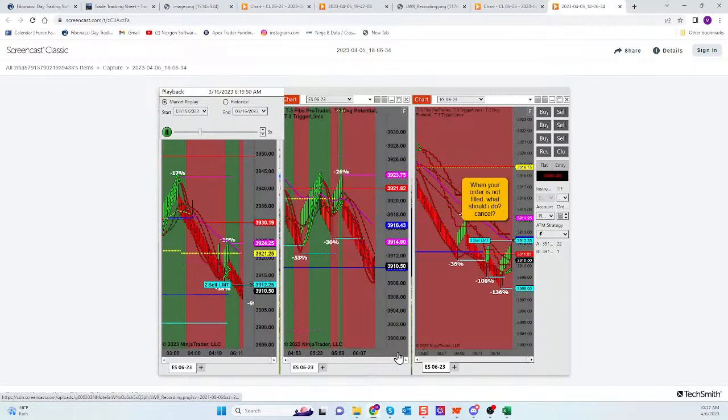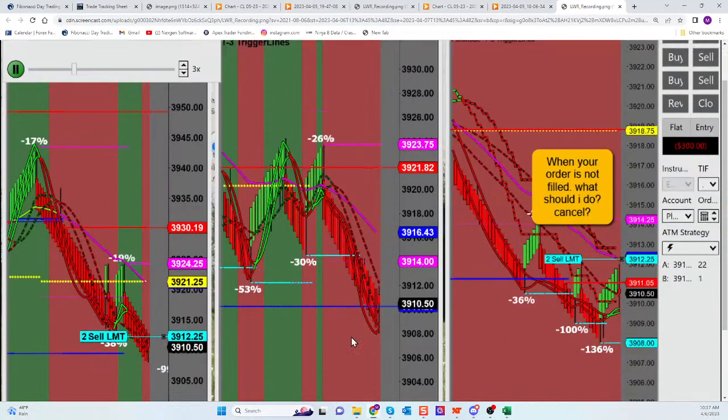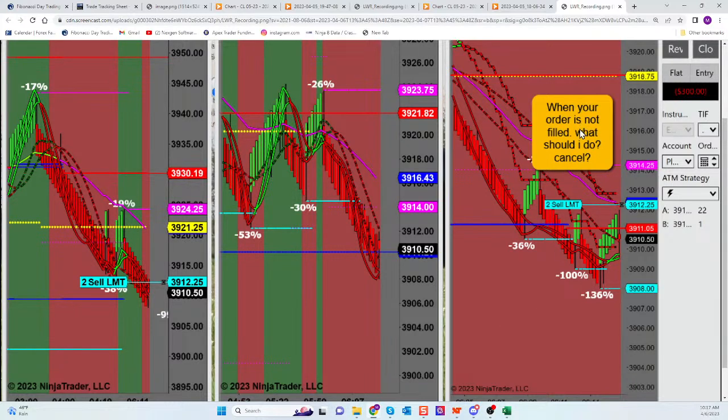And then Zeba again. When your order is not filled, what should you do? Just cancel it. Yep. If it doesn't come back and get you, just cancel it. Click that X right there.